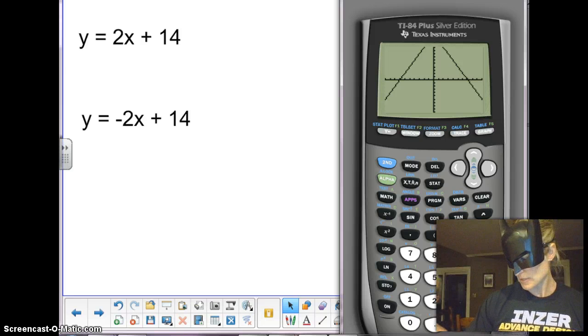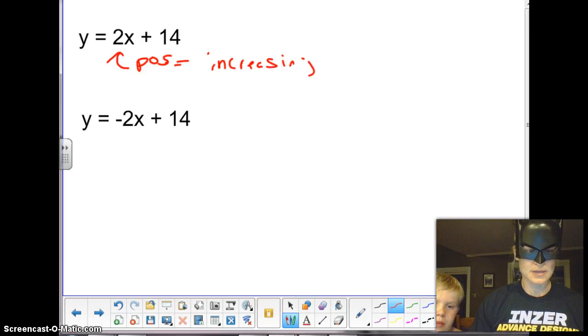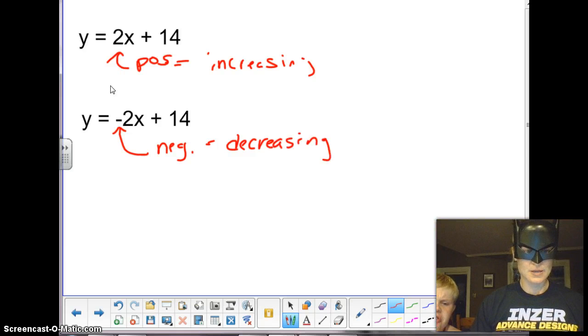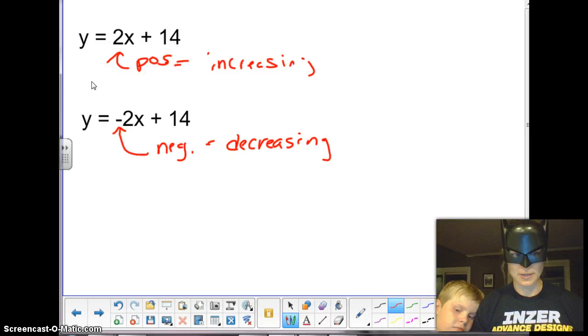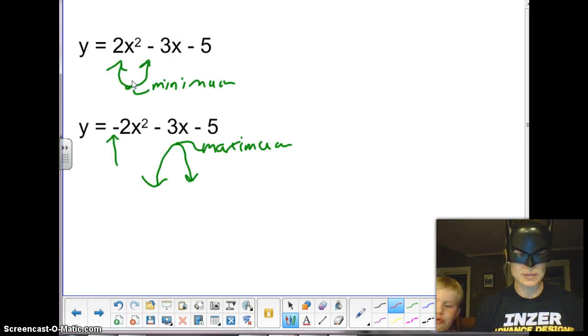So again, we can say that when this coefficient of x is positive, that means it's an increasing function. If this is negative, that means it's a decreasing function, linear function. Okay? So you should see a pattern here. When it's positive, it's increasing. When it's negative, it's decreasing, right? And then back here we had, when it was positive, it had a minimum. When it was negative, it had a maximum.